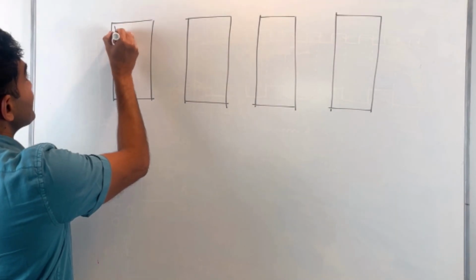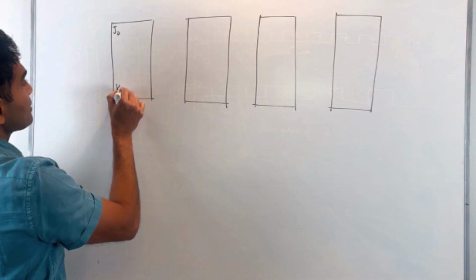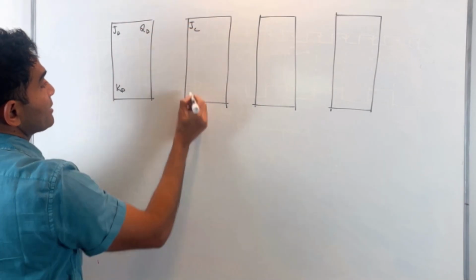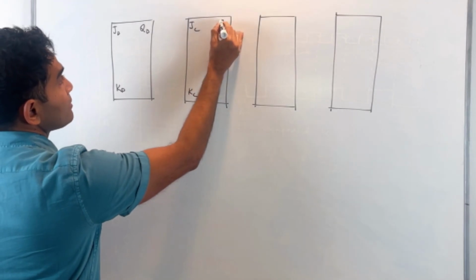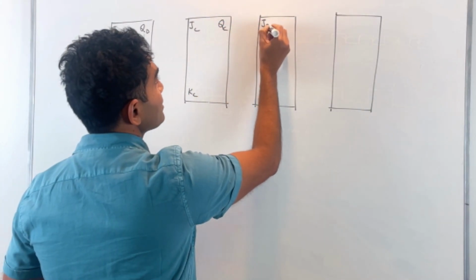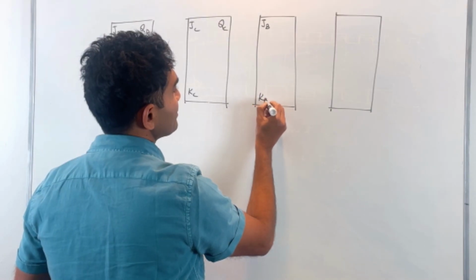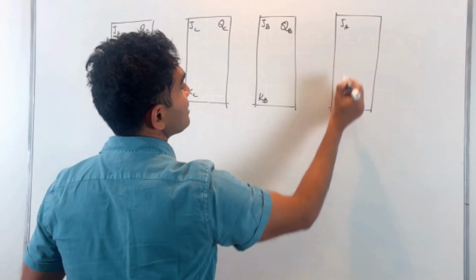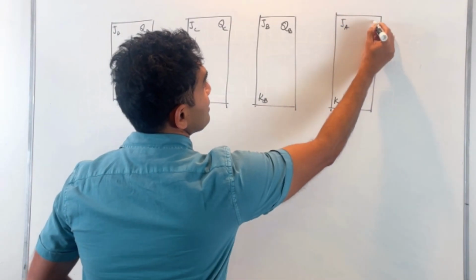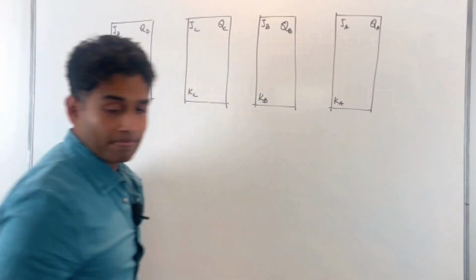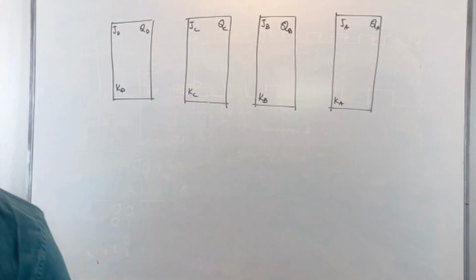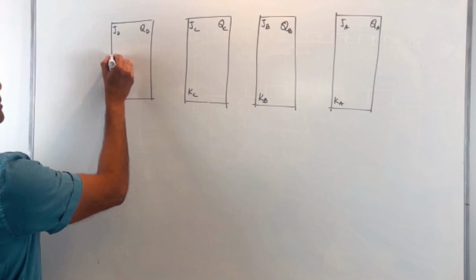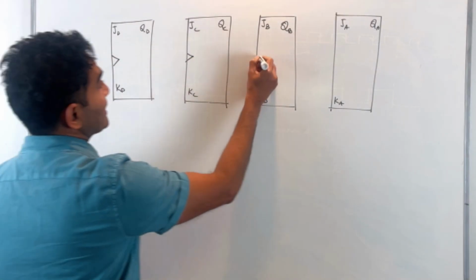Let me call these JD, KD, QD, JC, KC, QC, JB, KB, QB, JA, KA, QA. Although I do have Q primes for each case, I'm just not displaying them. And let's say these are all negative edge triggered flip-flops.